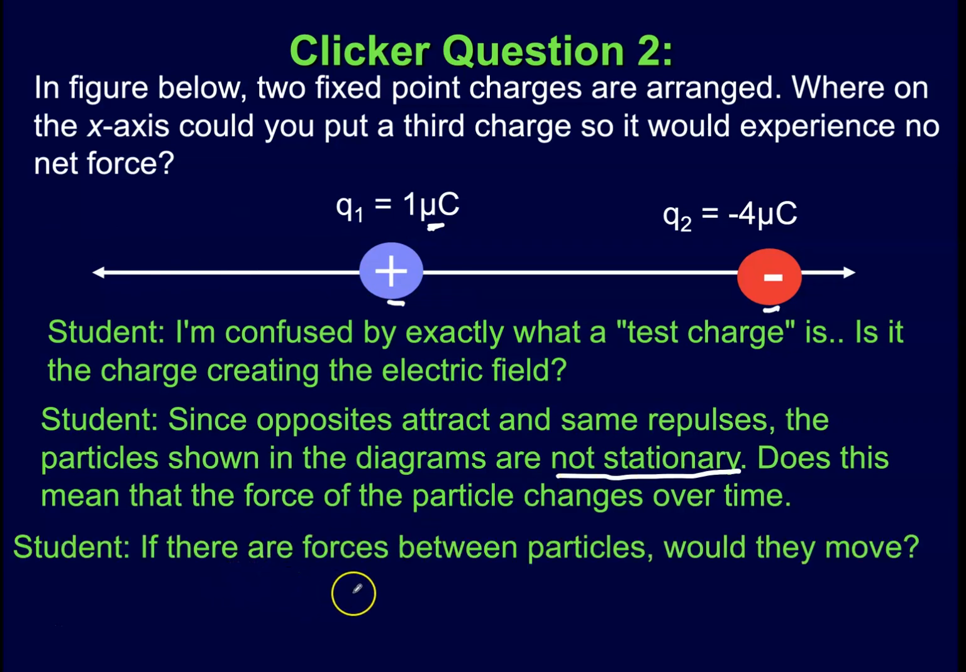And if there are forces between the particles, would they move? It's kind of the same question. Totally, if these things weren't stuck in there, they would make each other move. But we're going to assume that these two charges, Q1 and Q2, are stuck there. In a problem like this, you can always assume that unless it says otherwise. Sometimes it'll actually say that they're stuck in there. It just depends.